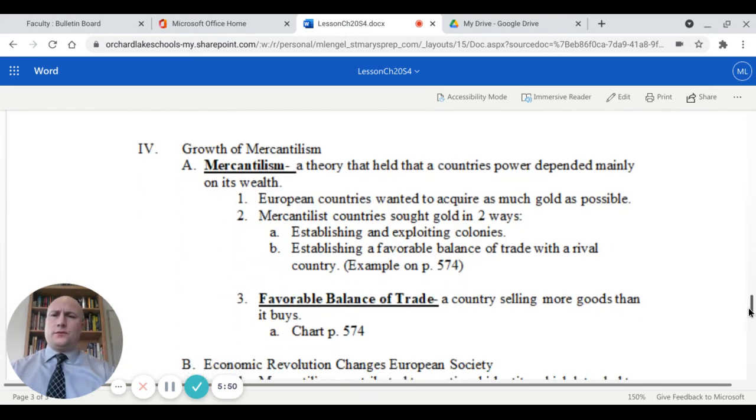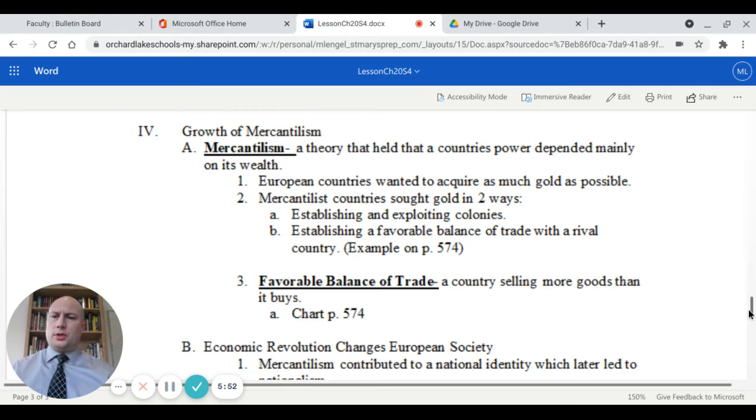All of this for the bigger picture. What countries are trying to do is gain as much wealth as they possibly could get. And that's a theory known as mercantilism. Mercantilism is also an economic theory. It holds that a country's true power depends mainly on its wealth. European countries actually wanted to acquire as much gold as possible. That was really the goal of mercantilism.